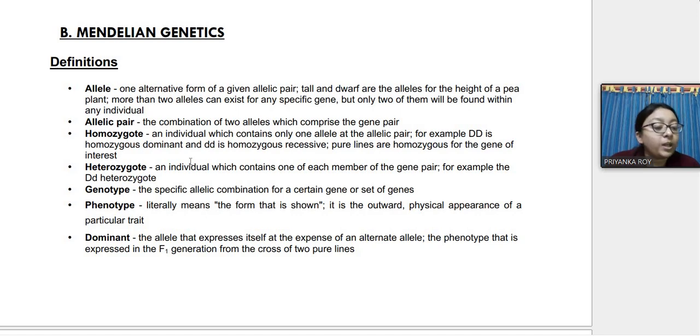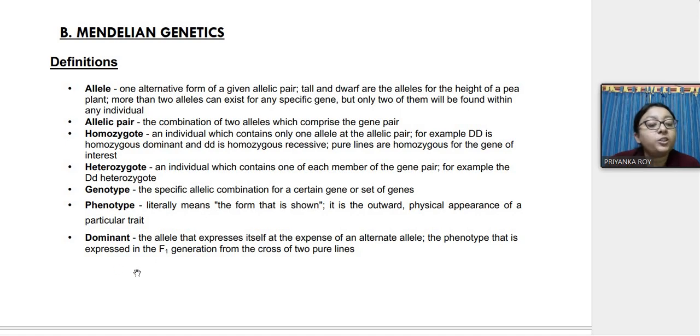And what is the phenotype? Phenotype is whatever outward or external expression there is according to that genotype, or the physical appearance. Suppose the genotype is capital D small d, the phenotype is dominant. Suppose the genotype is small d small d, the phenotype is recessive. Suppose the genotype is capital D capital D, the phenotype will be dominant. So this is genotype and this is phenotype.